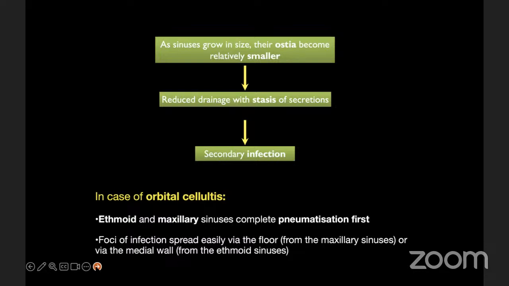So in case of orbital cellulitis, like we already discussed, the ethmoid and maxillary sinuses complete pneumatization first. So the foci of infection can easily spread via the floor from the maxillary sinuses or via the medial wall, like I said, through the lamina papyracea from the ethmoid sinuses.